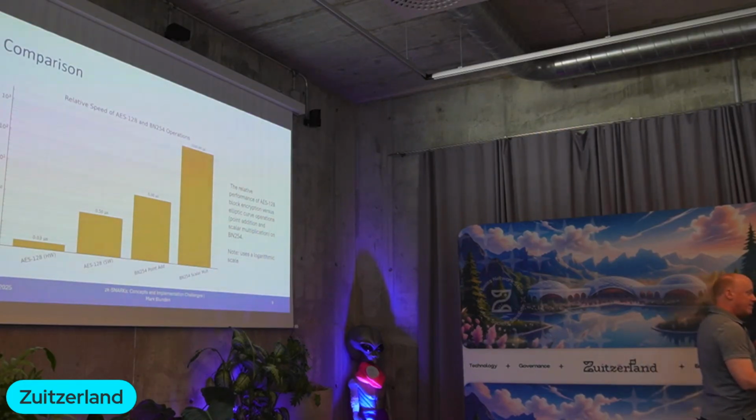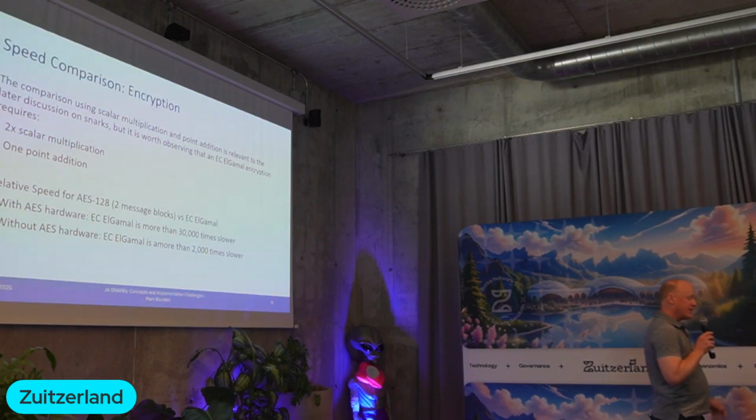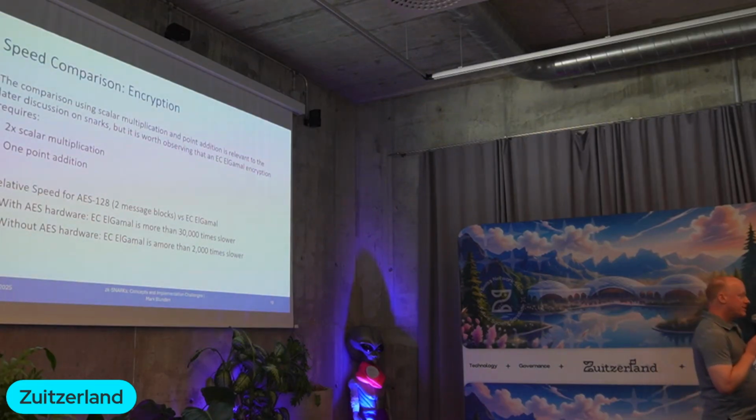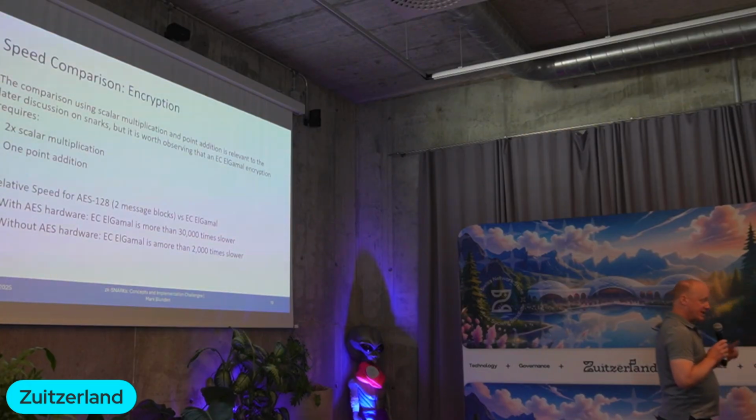If you want to do a fair comparison in terms of encryption, you need to use an EC algorithm that supports encryption. One is elliptic curve ElGamal. So to encrypt data using elliptic curve ElGamal, you need 2 scalar multiplications and 1 point addition.